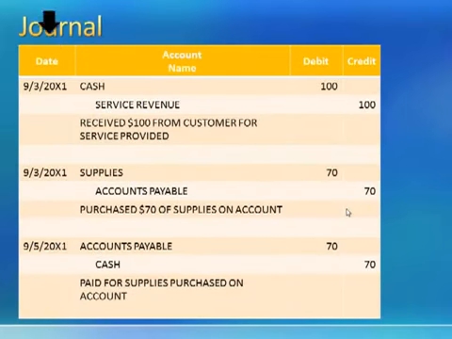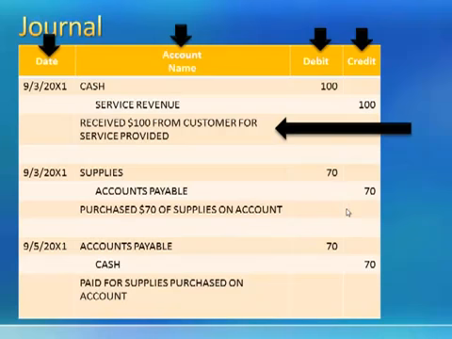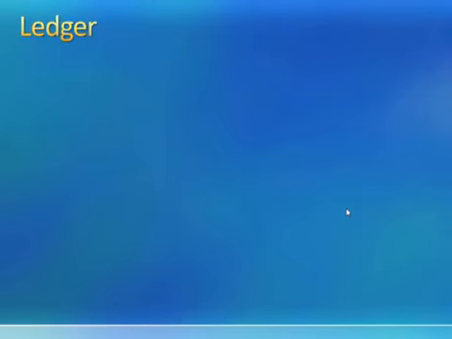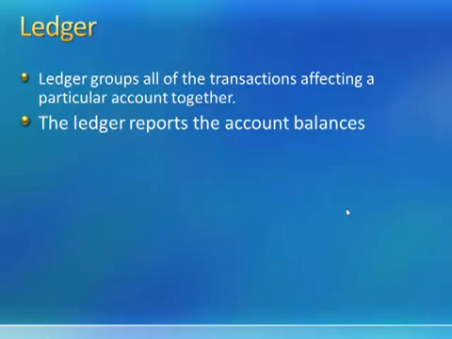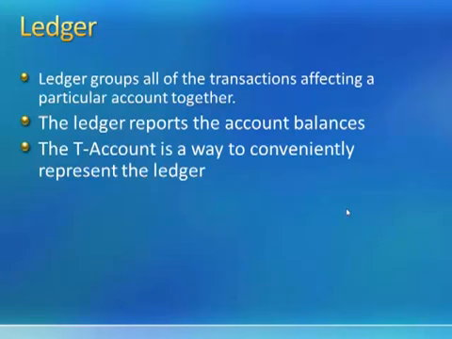Reviewing the journal, we see a date, account name, the amount debited, the amount credited, and a description for each transaction recorded in the journal. Next, we want to take a careful look at the ledger. The ledger groups all of the transactions affecting a particular account together. The ledger reports the account balance, and a T account is a way to conveniently represent the ledger.